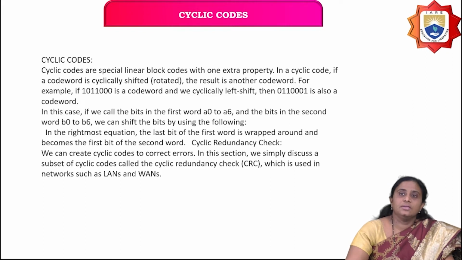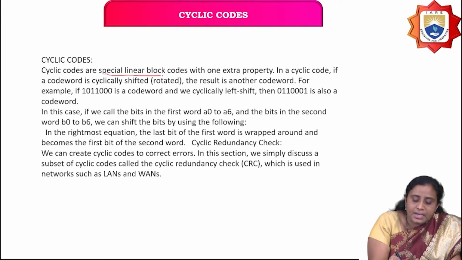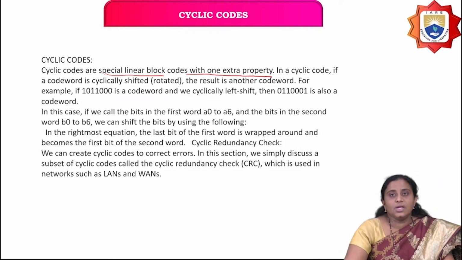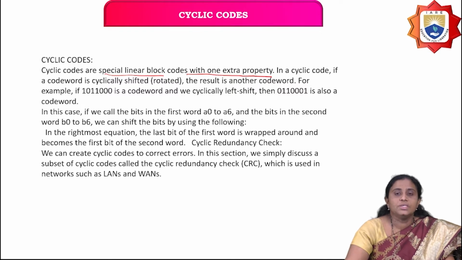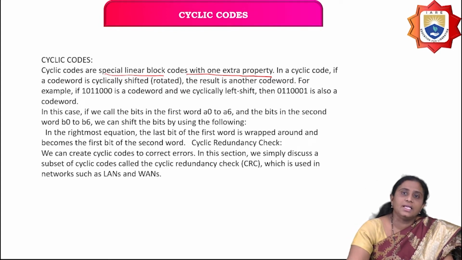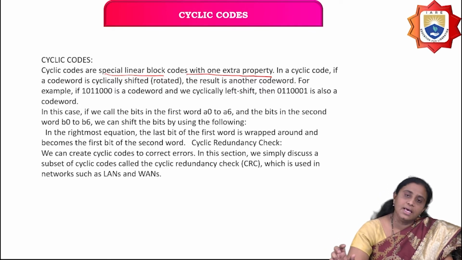So coming to the cyclic codes. What I mean by cyclic codes here is that cyclic codes are special linear block codes with one extra property. If a code word is cyclically shifted, that means it is rotated from one side to the other side, the result is another code word.